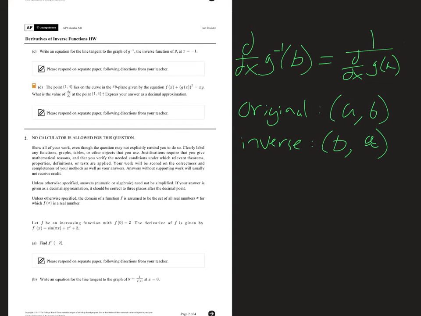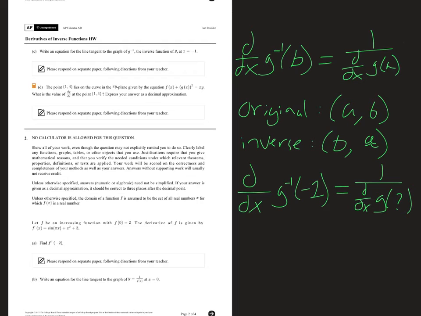So what they really are asking about, they're asking for the derivative of g inverse at x equals 1. So putting that in the notation of our formula from class, they're asking me, what is the derivative of g inverse of negative 1? Well, to find that, I need to have the reciprocal of the derivative of g, not g inverse, at a. But what is a?